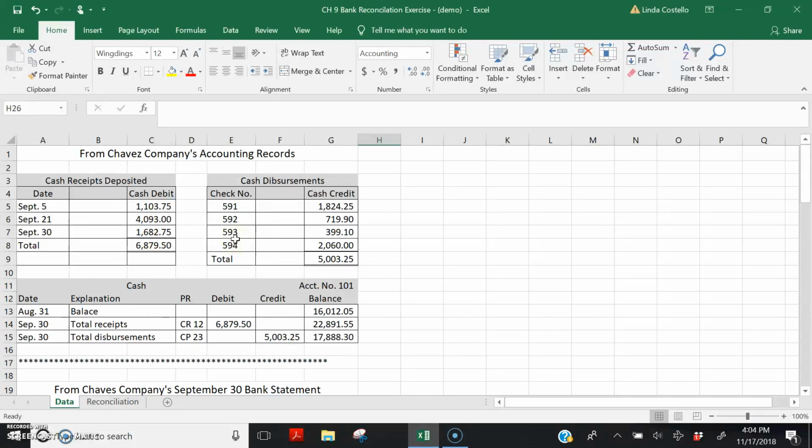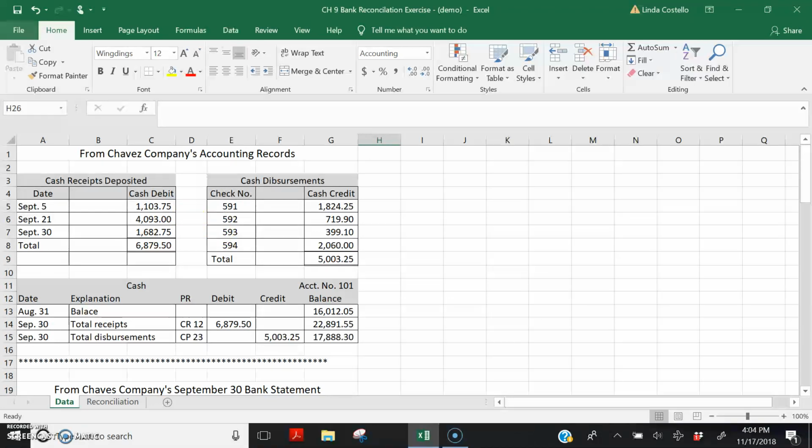We'll put a check mark next to each item that is recorded on both the books and on the bank statement. When we are finished, any item that does not have a check mark next to it is identified as a reconciling item. Let's get started.